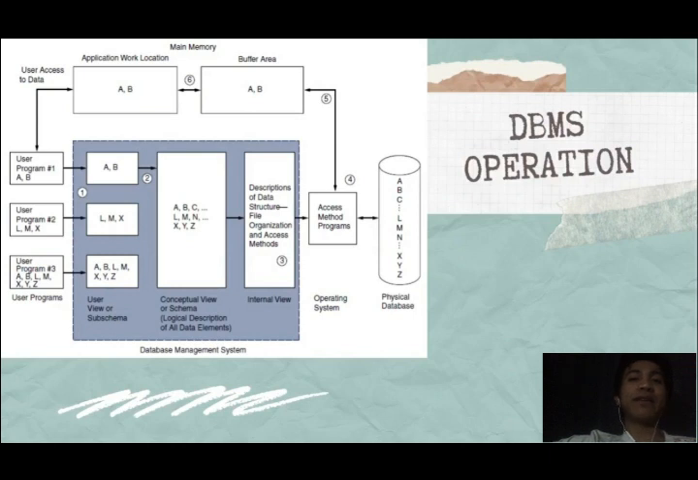And the last step in the operation of the database management system, when processing is complete, steps 4, 5, and 6 are reversed to restore the processed data to the database.